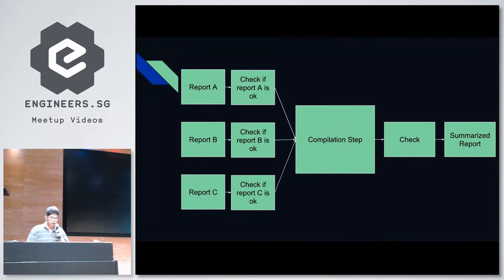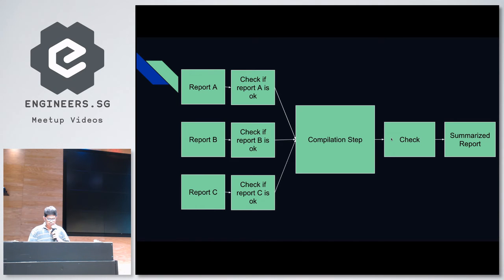Okay, so we are back to this diagram. Report A will be followed by report C, and then we compile everything. We've done the initial session with report A, and then checked if report A is okay. That's all we have done so far. But we want to proceed all the way through the compilation step and do the final check.